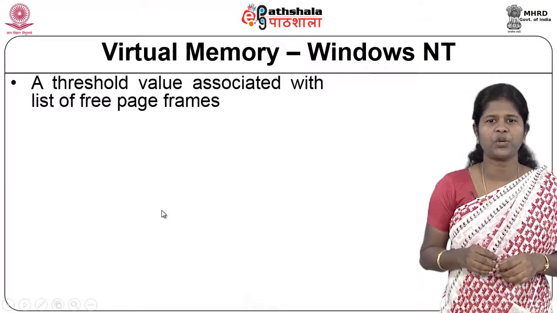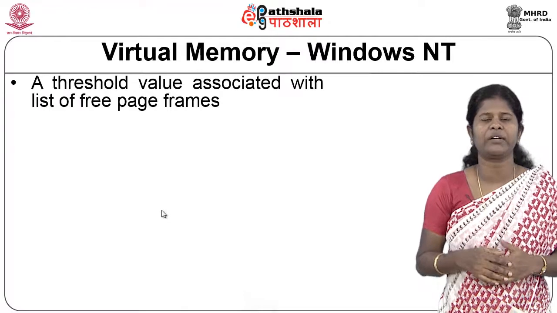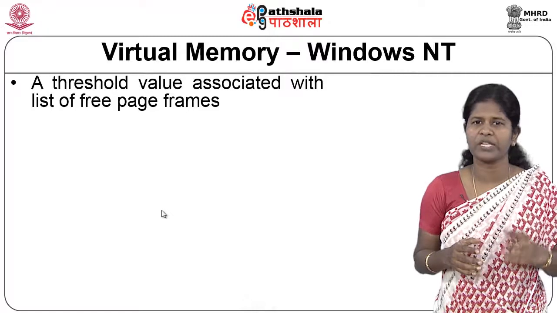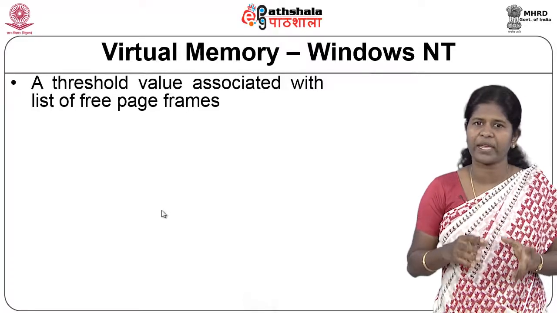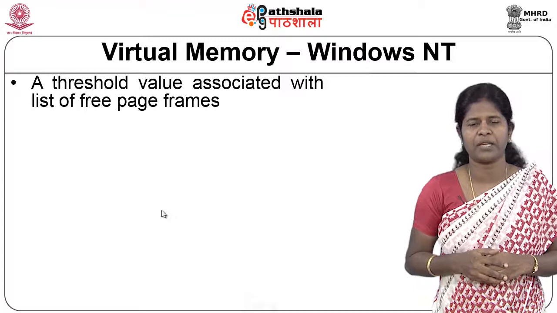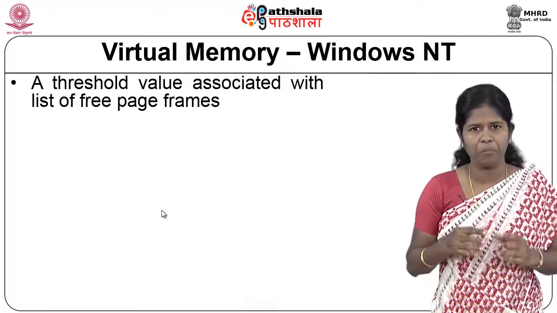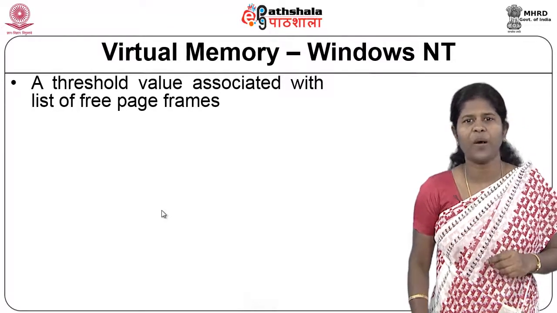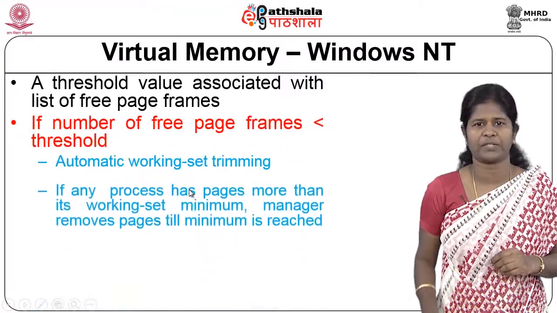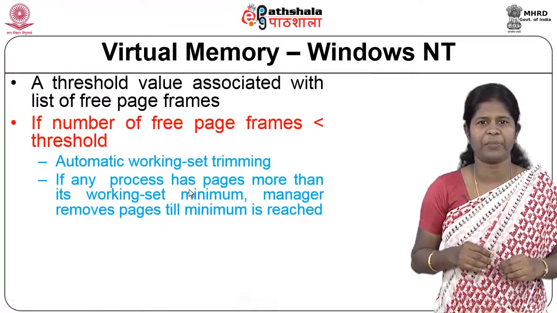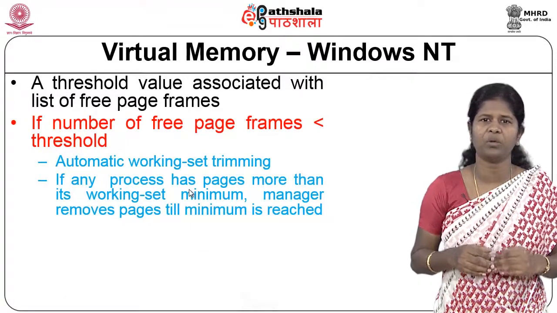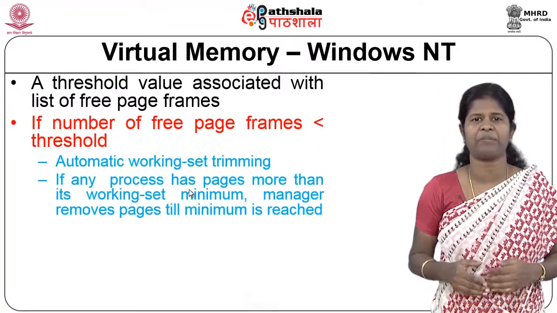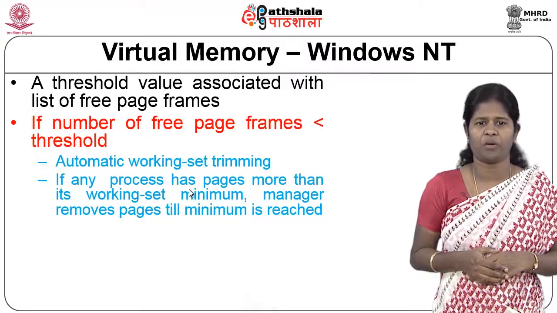And a threshold value is also associated with the list of free page frames. There is a virtual memory manager that looks after a set of free page frames, and it is necessary that some minimum number of free page frames is always maintained. So, a threshold value is kept for that. When the number of free page frames goes below this threshold value, a procedure called automatic working set trimming is done by the operating system.